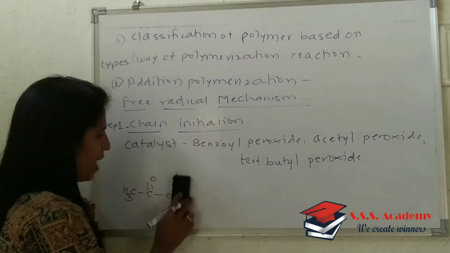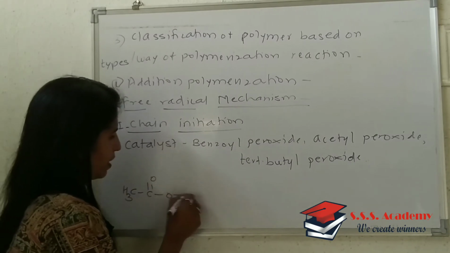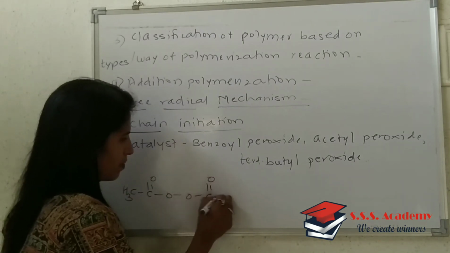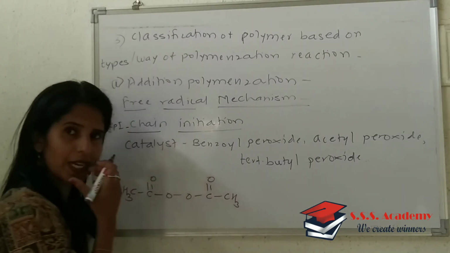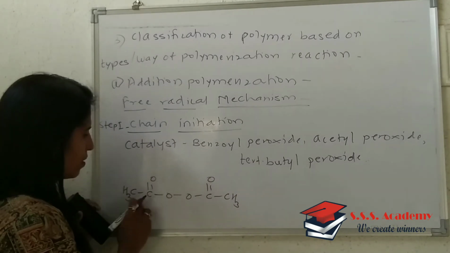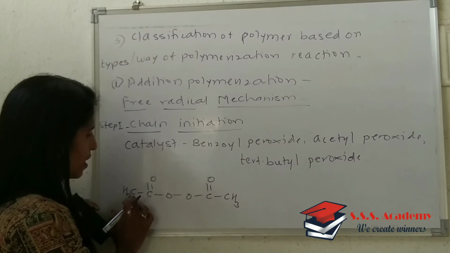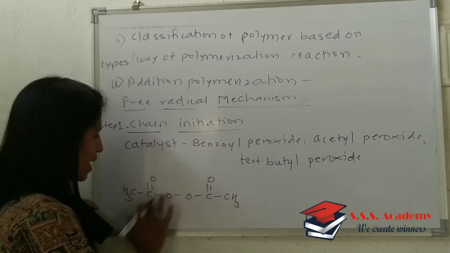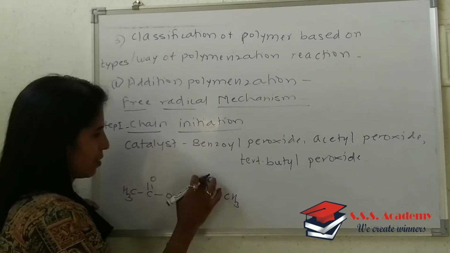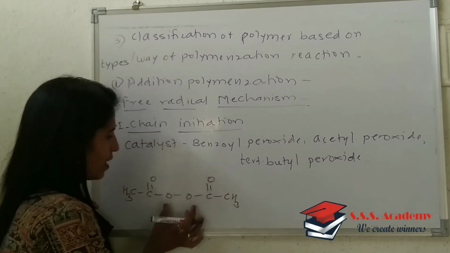No, we will have the 2 acetyl group, like this. Okay, and what will happen? It results in the formation of 2 acetyl groups. You see, this is H3C double bond O, this is 1 acetyl, and CH3C double bond O, this is the second acetyl, and this is peroxide.